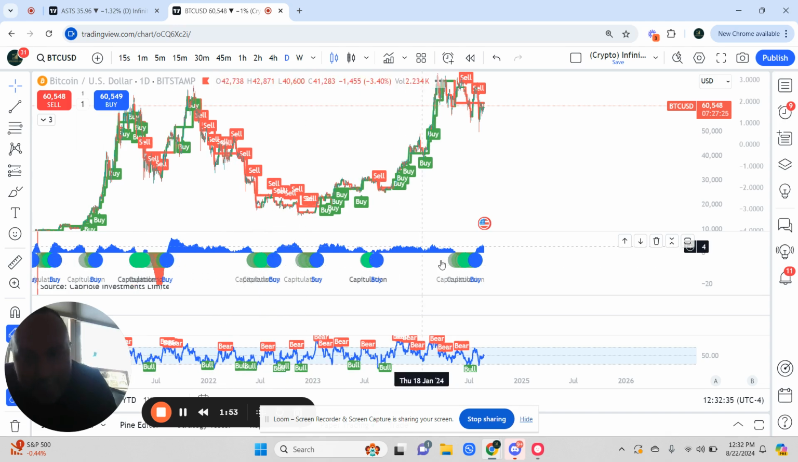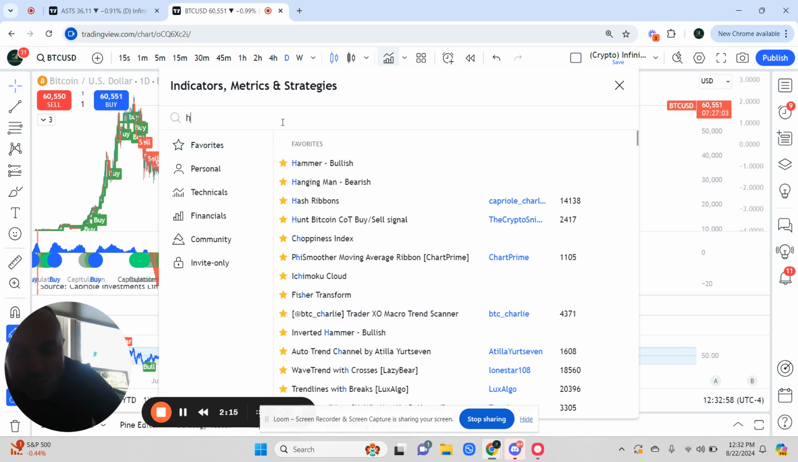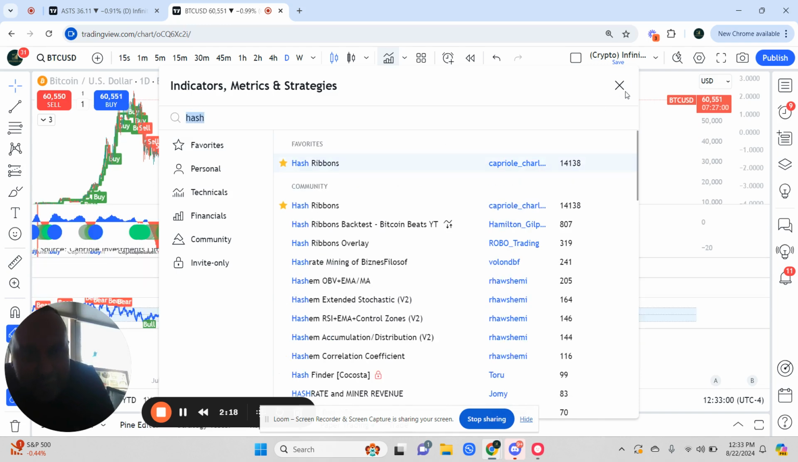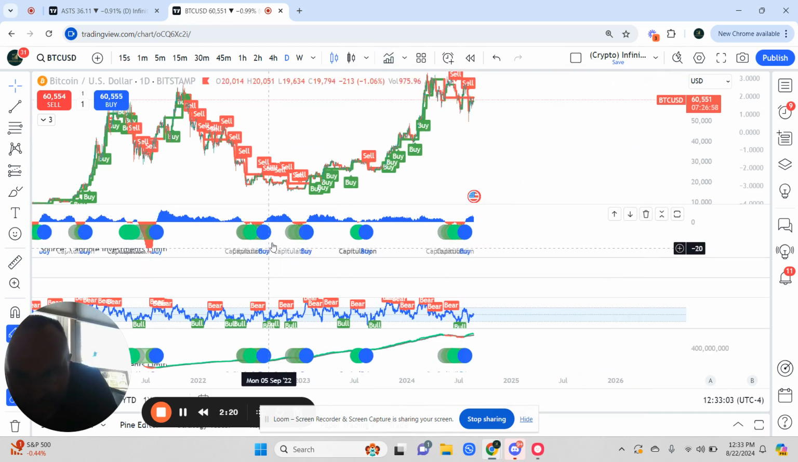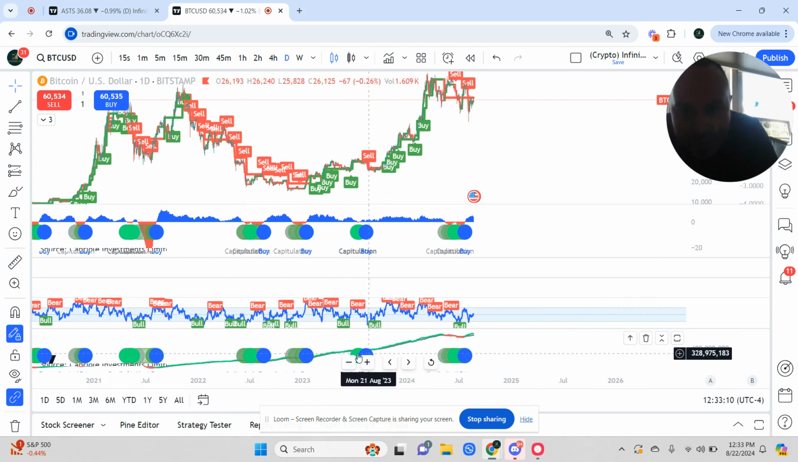If you zoom out, you'll see that it has these little circles on it at times. Did I? You know what? I might have changed this to oscillator. Let me make sure I'm giving you guys the right thing here. So it's definitely the hash ribbons. Okay, so when you pull it up, it's going to look like this. It's not going to look like what I had here.